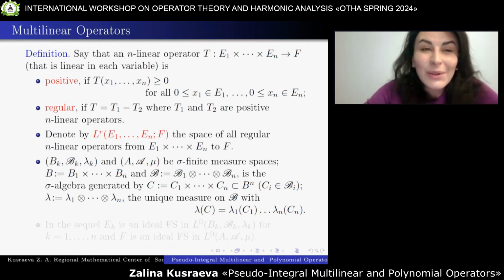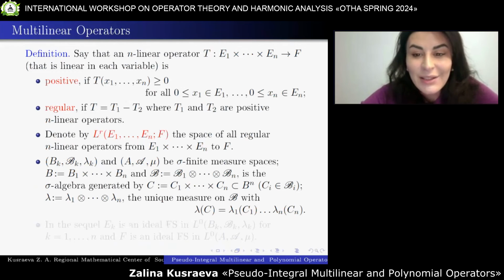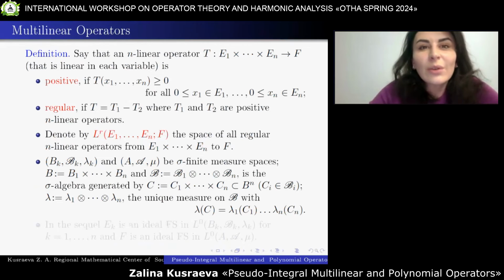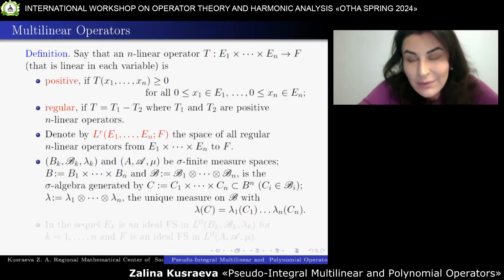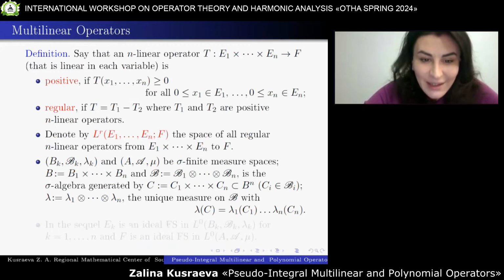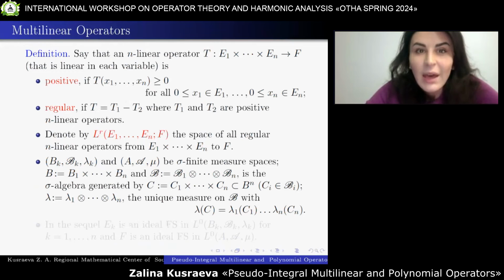And to extend the concept of pseudo-integral representability to multilinear operators, it is necessary to consider the product of a finite number of measure spaces. The latter is a Cartesian product of the carrier sets, with the product sigma algebras and product measures. The multiplication of measures is defined on rectangles as the product of the measures of the sides of the rectangles, and then is uniquely extended to the entire product sigma algebra.